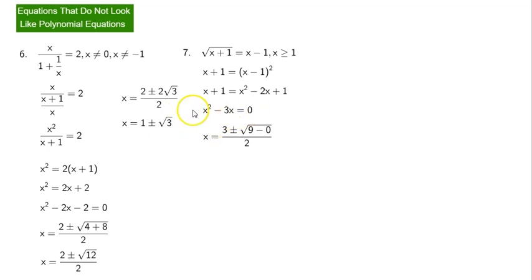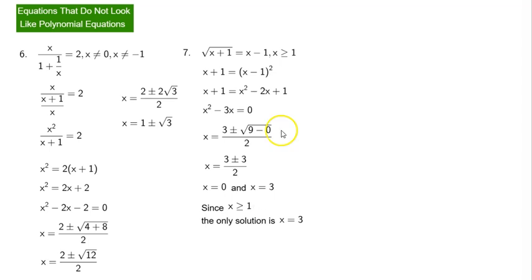So x is equal to 3 plus or minus square root of 9 minus 0, by 2. We could have done the factorization also; we could have taken x common out. Anyhow, x equal to 3 plus or minus 3 by 2, which gives us x equal to 0 and x equal to 3. Now, since x has to be greater than or equal to 1, the only solution is x equal to 3. Just to verify it, substitute x with 0.